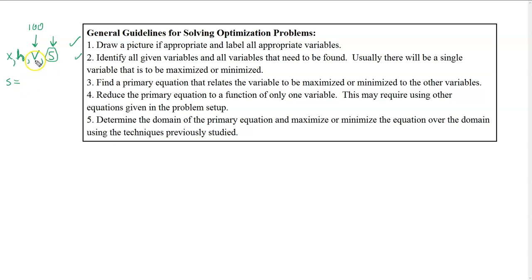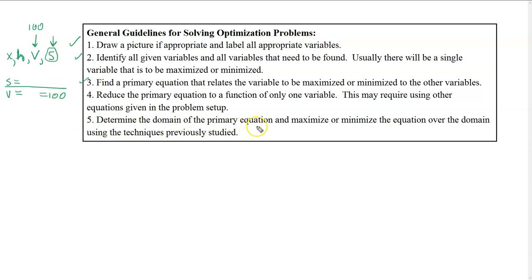And we also took our volume V and wrote it as a function of x and h as well. Then step 4, you want to reduce the primary equation to a function of only one variable. This may require using other equations given in the problem setup. So remember, that's when we took the S and we got rid of the h variable that was inside of it by setting our V equation equal to 100 and solving for h in terms of x. And then we substituted into our S and we turned the S equation into just an equation with one variable.